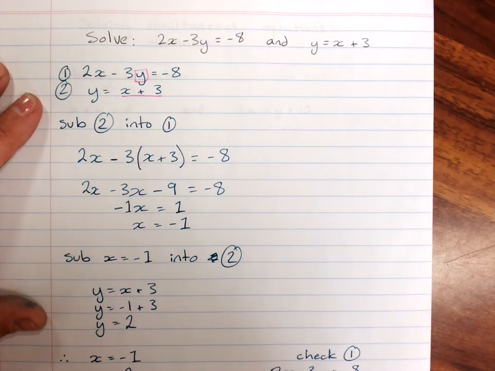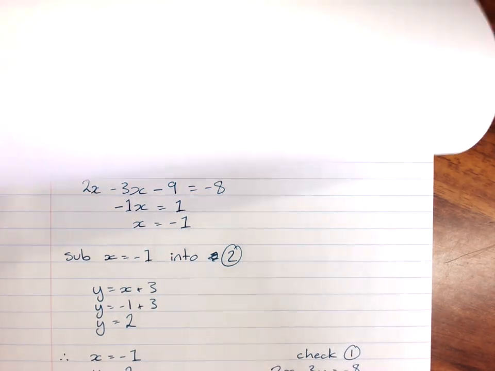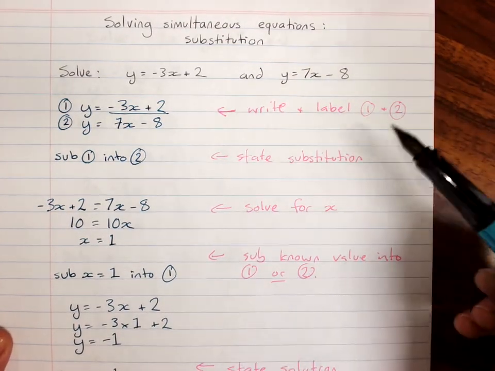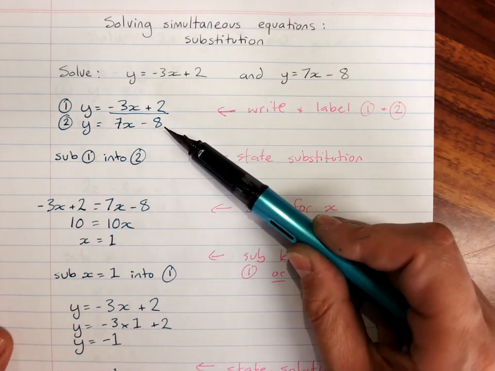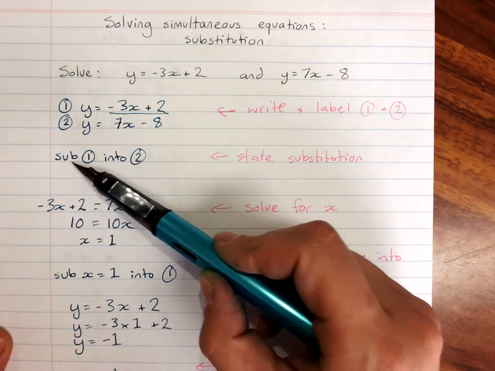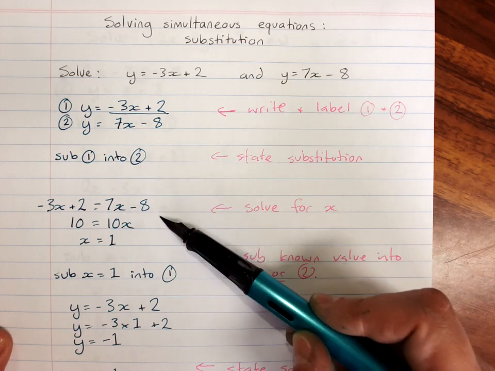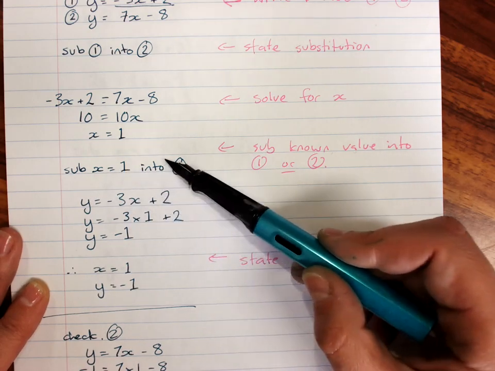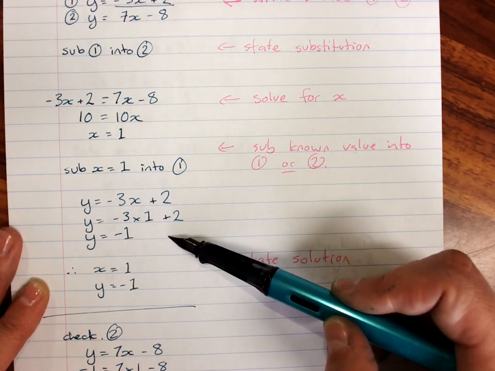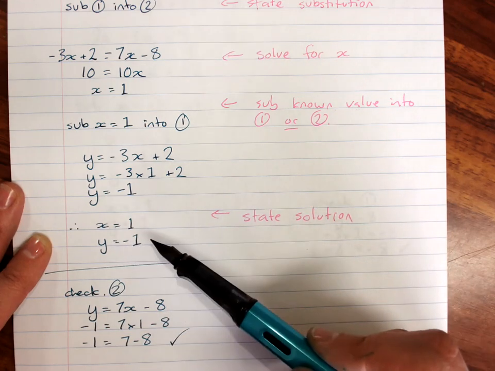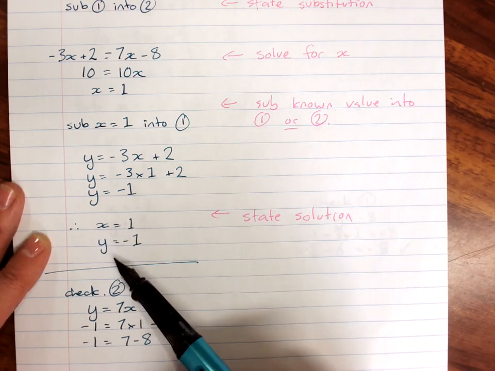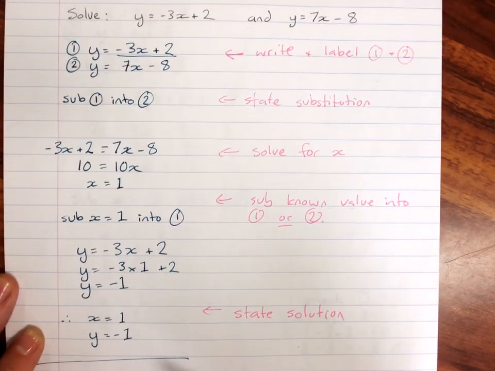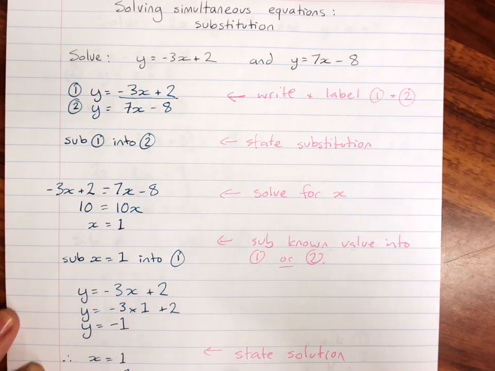So make sure, please, that you follow the required steps. I must see perfect working. You set it out down the page like this. You write your equations one under the other. You label them 1 and 2. You state what you are doing. You solve for one pronumeral. You say that you're substituting that solution into one of the equations to get your other pronumeral. You state your solution clearly, therefore x equals 1, y equals negative 1, and you do your check. This is not a time to be lazy. You need very meticulous, accurate working, please.